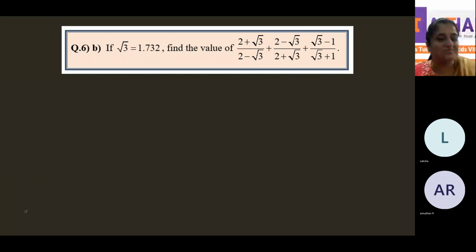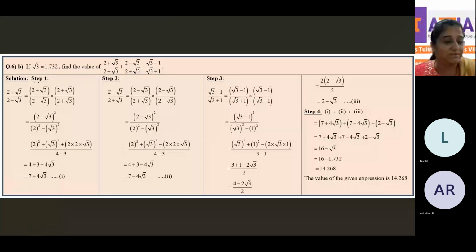Okay, that is step 4. All right, so you can see it here. Very simple. Listen carefully. See here, step 1. What do you see in step 1?